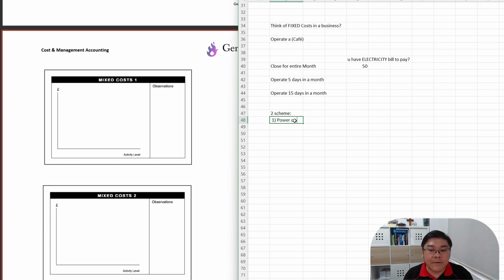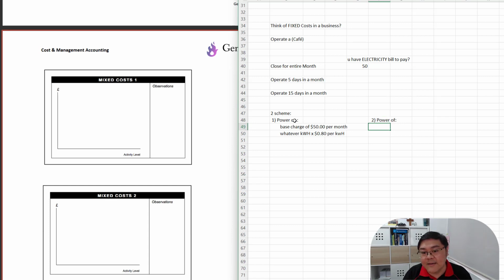The power company says that there will always be a base charge of $50 per month. And then, whatever kilowatt hours you're using, they will take 80 cents per kilowatt hour. Whatever you're using, they will take 80 cents per kilowatt hour. Now I'm going to come up with another scheme for you to see.